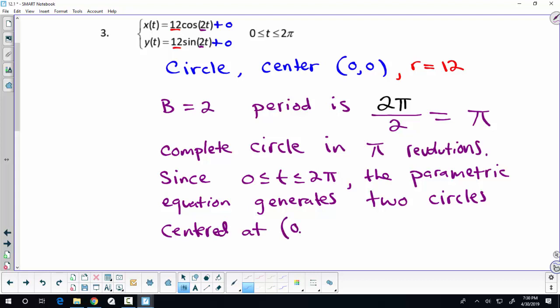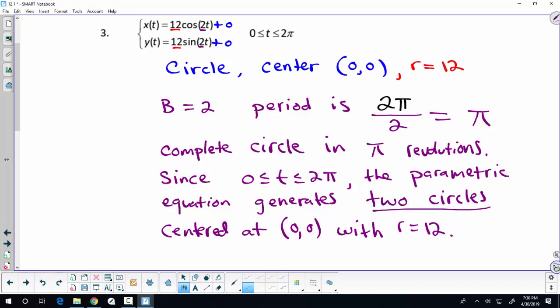Centered at 0, 0, with radius of 12. So naturally, when you look at the graph, it's just going to be a circle. But really what's happened is that circle's been traced out twice.